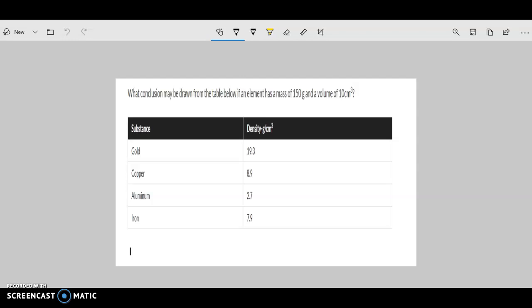Okay, so this is question 3 of the discussion questions. What conclusion can be drawn from the table below if an element has a mass of 150 grams and a volume of 10 centimeters cubed? So it gives you mass, 150 grams, it gives you volume, 10 centimeters cubed.